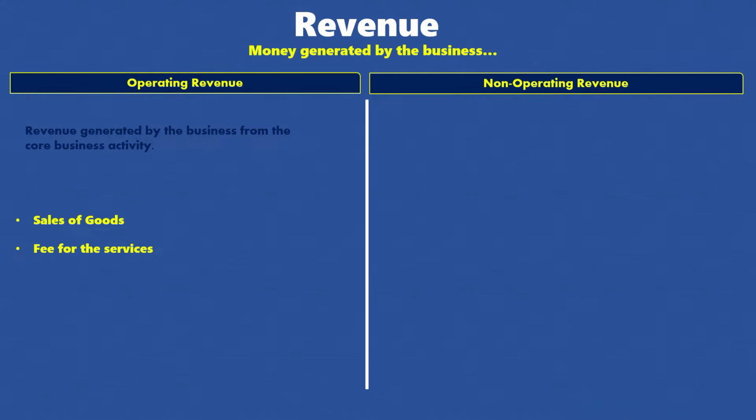Another example of this would be a university that is collecting revenue from its students for the fees of its tuitions. That is going to be the operating revenue for them. But what is going to be non-operating then? Let me explain that to you.